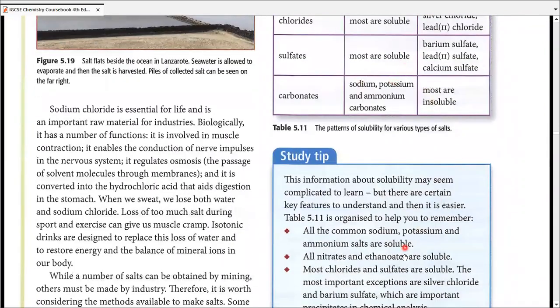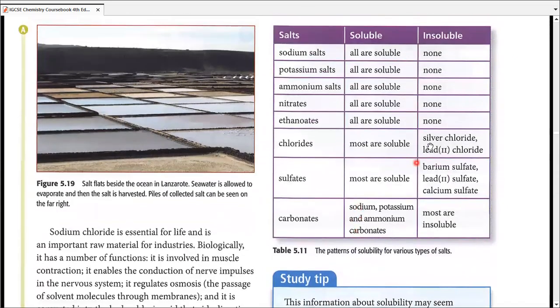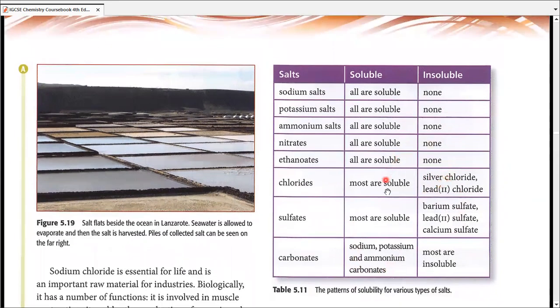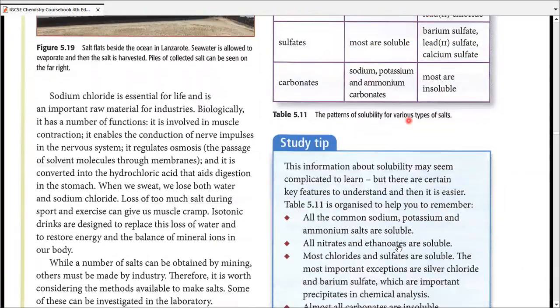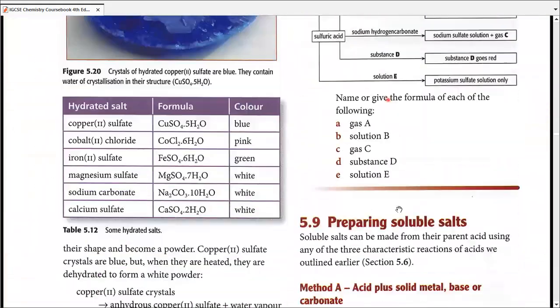By the way, this table is also explained in the study tip, which I skipped yesterday intentionally because it's better not to go with the study tip, and instead go with the table and remember the exact names of the insoluble salts, in some cases for chlorides, sulfates, or carbonates. That's why I always ask my students to prefer this table instead of the study tips. So you can simply skip the study tips.